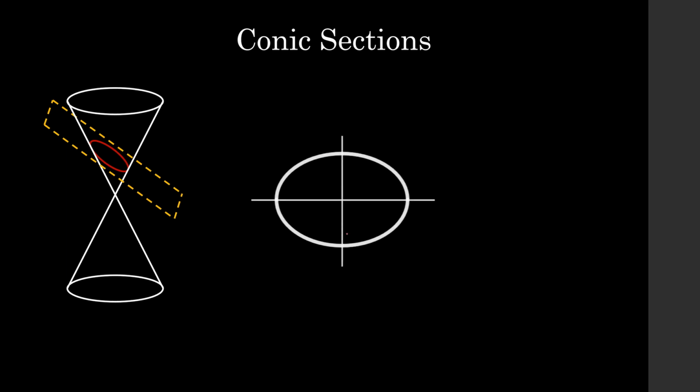Alright, so another type of conic section is the ellipse. And you see if I intersect my cone with a plane like this, then I get something that looks like a circle, but it's actually a stretched out circle. And this is an example of an ellipse, again on x and y axes. And this one in particular has equation x squared plus 2y squared equals 1.